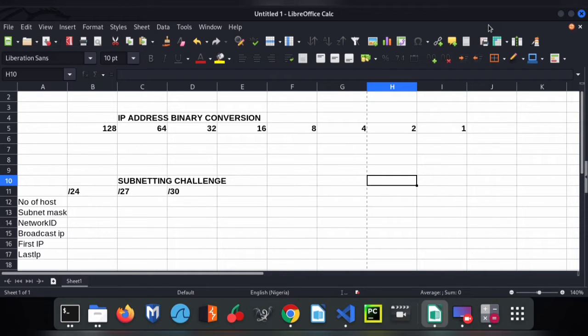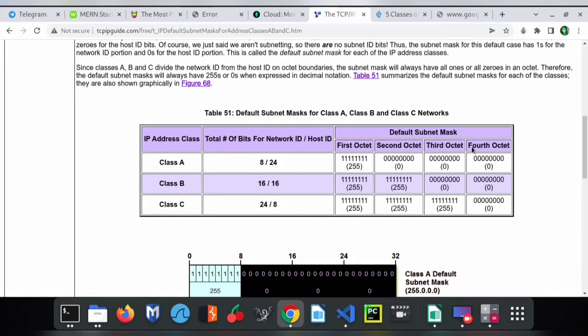Now, it's important for you to know that these classes all have default subnet masks and they all have ranges. I was able to look up a page on the internet to get these classes and their default subnet masks. As you can see, the class A subnet mask is 255.0.0.0, while class B has 255.255.0.0, and class C has 255.255.255.0. Class A is usually the most common that you'd come across in the wild.